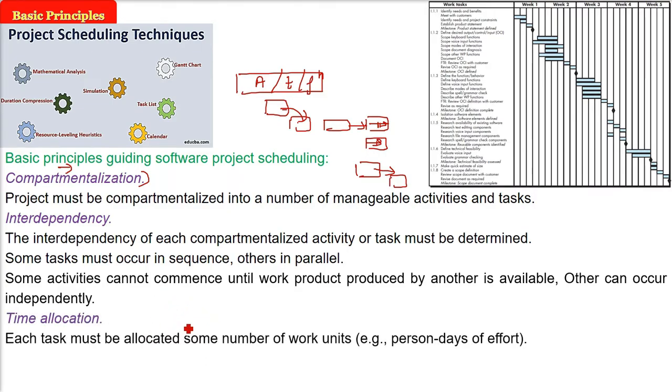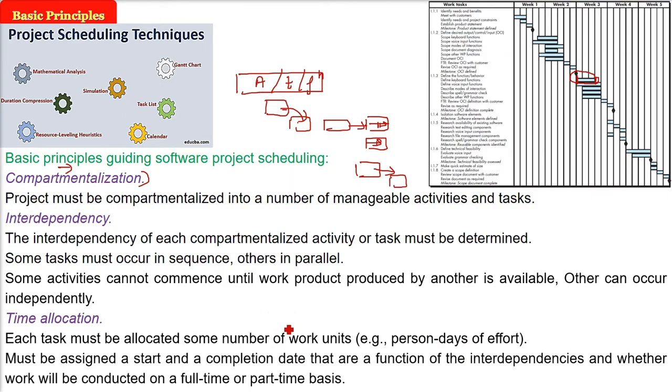Now the time allocation. Each task which you have decided must be allocated some number of work units, person days of effort, what time, what people. That means it must be assigned a start and an end date, a completion date, that are a function of the interdependency. You have to keep in mind interdependency, and whether the work is done on a full-time basis or part-time basis. Because part-time will take longer, full-time the time will be less.